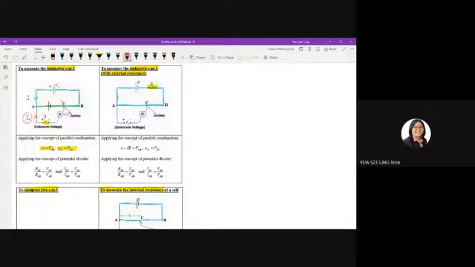Then what happens in the upper loop? Now in the upper loop, your EMF is still larger than VAC. So there's still a potential difference, and the current will just keep flowing. So it won't affect your upper loop.